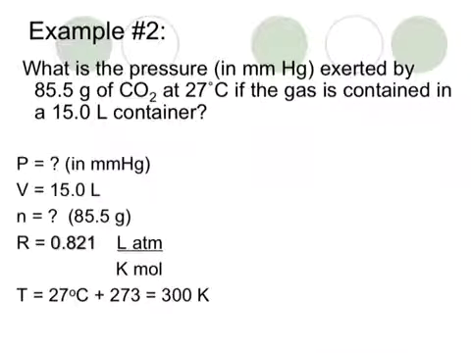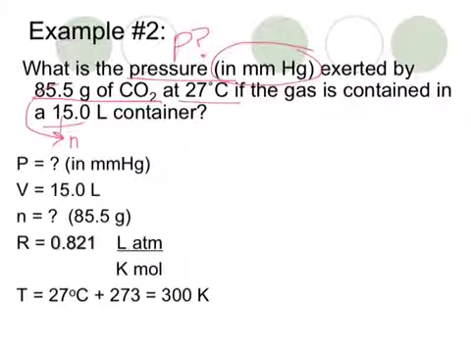All right, next up, example 2. So pretty similar. At this point, you're just solving for whatever variable I give you. So in this example, they want to know what is the pressure. And they specifically told you in millimeters, exerted by 85.5 grams. Uh-oh, that's not any of my variables. So I've got to figure out how to change that into n, but I'm going to have to train track it. I've got my 27 degrees, which I can't use either. Add my 273 to get 300 Kelvin. There's my T. And it's in a 15-liter container, which is my V.